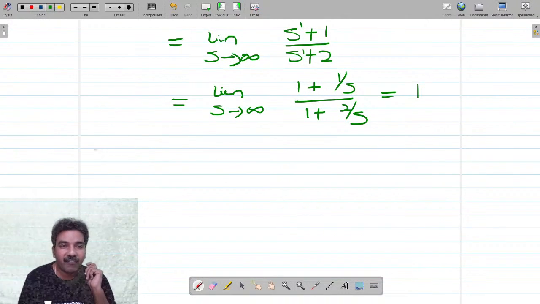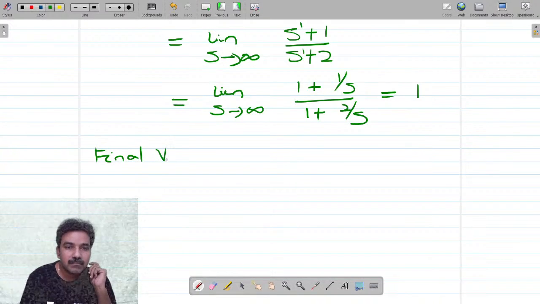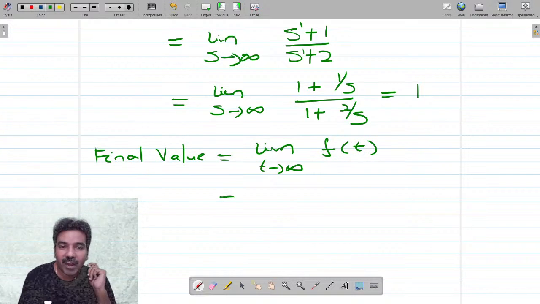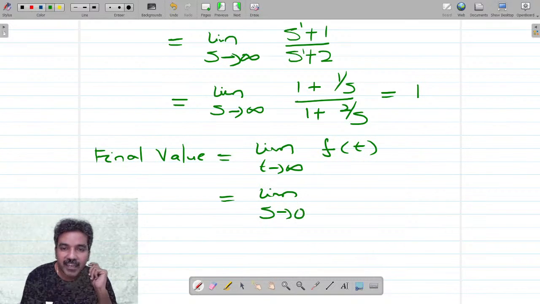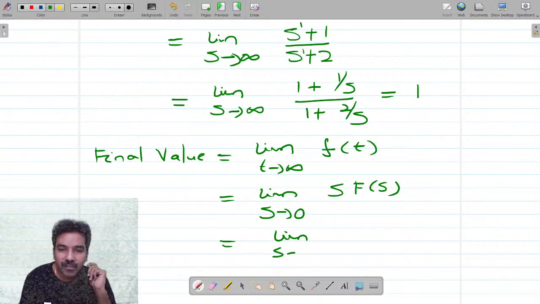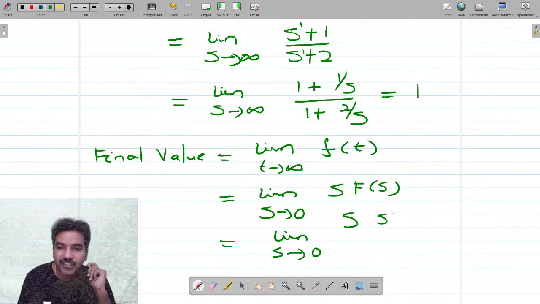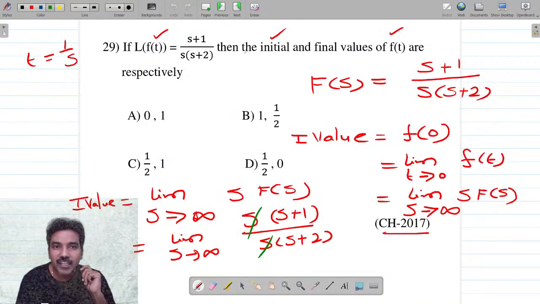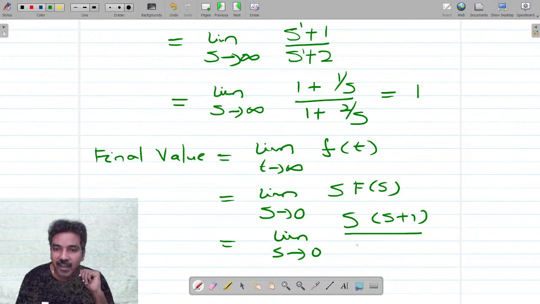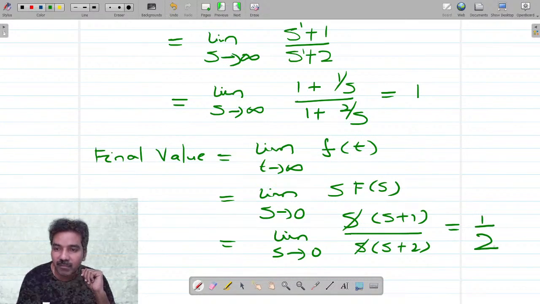Right. Next, the final value. So the final value is limit t tends to infinity of small f of t. But small f of t is not given. So therefore here, limit s tends to 0, s into F of s. So this is limit s tends to 0, s into F of s, which means s into (s plus 1) by s into (s plus 2). This is (s plus 1) divided by s into (s plus 2). So this s gets cancelled, replace s by 0, you will get 1 by 2.